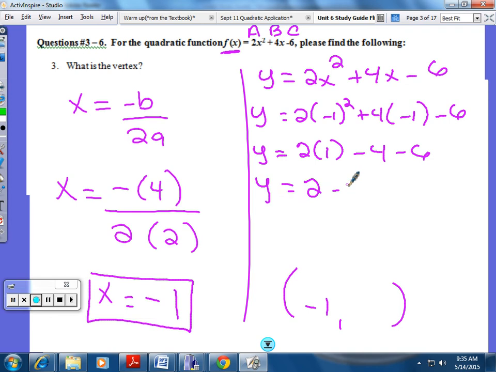2 times 1 is 2. 2 minus 4 is -2. And -2 minus 6 is -8. So my vertex is -1, -8. And it's important when you write down the vertex that you write both numbers. You have to write both the x and the y.